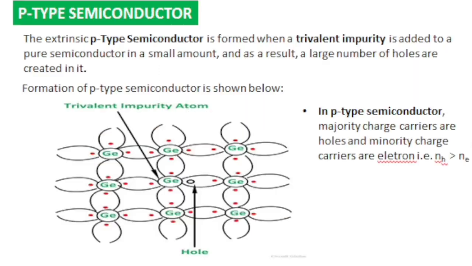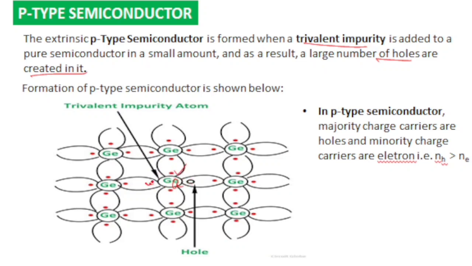After this, next one is p-type semiconductor. In case of p-type semiconductor, trivalent impurity is added to a pure semiconductor. As a result, a large number of holes are created in it. Suppose this is pure semiconductor. In this one, gallium or any trivalent impurity atom is added.